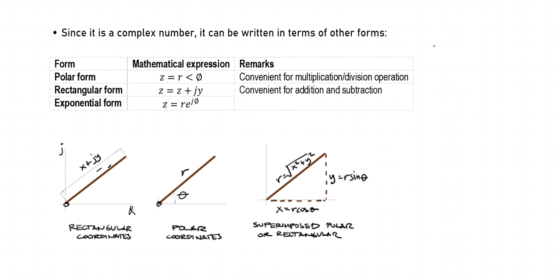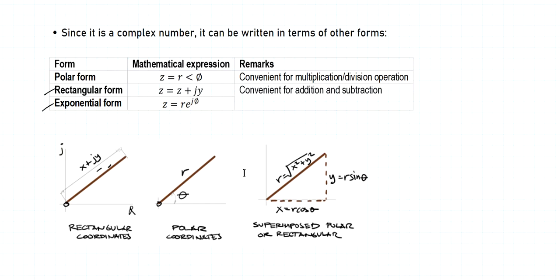So now, we have studied that a phasor is a complex number in polar form, which means that we can also express the phasor in terms of other complex number forms. So we can have a rectangular form and we can also have an exponential form.